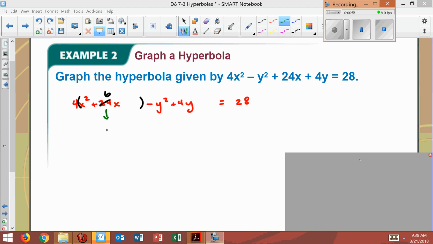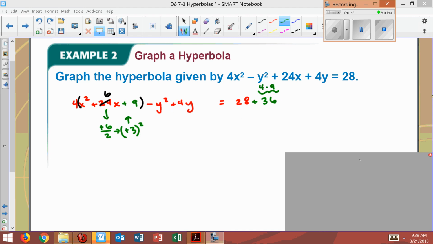I know this is 6, so I'll take my positive 6 and divide it by 2, which gives me positive 3. Then I square that value. When I square positive 3, 3 times 3 is 9. 9 goes there, and you would think 9 goes here, but it's actually 4 times 9. So it's going to be 36 right there. That's where I got the 36 from. So 4 times 9 gives me that 36.